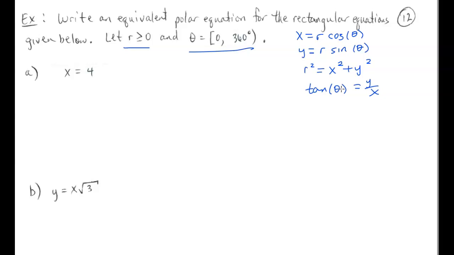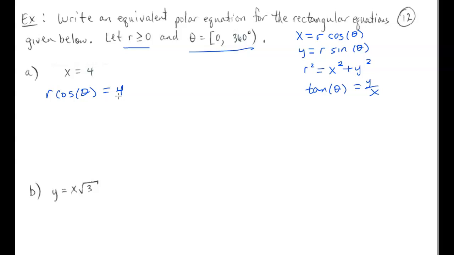Okay. All right, so for this first example, this one is relatively simple because of the fact that we know that x is just r cosine theta. So here we would literally just replace x with r cosine theta, and that would equal 4. Okay, and here there's really not much else we can do with that.